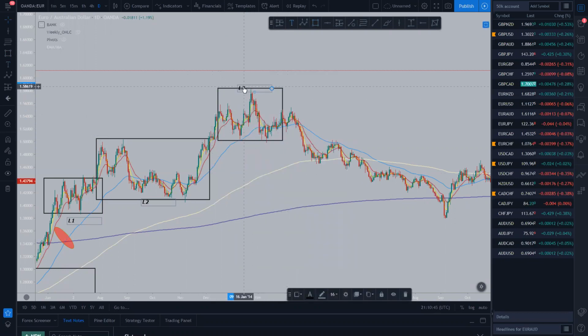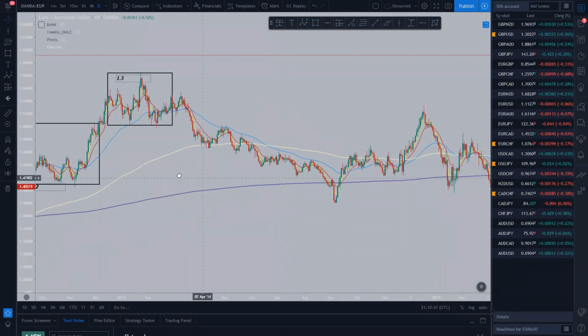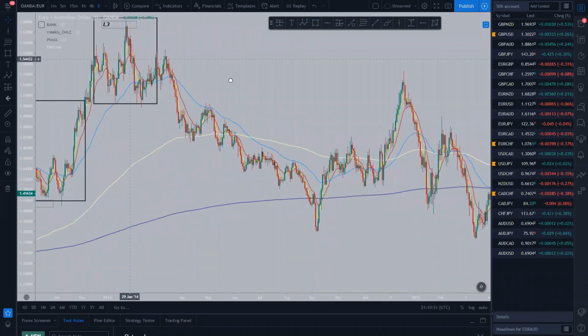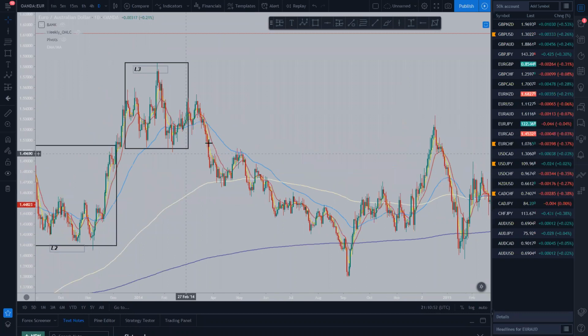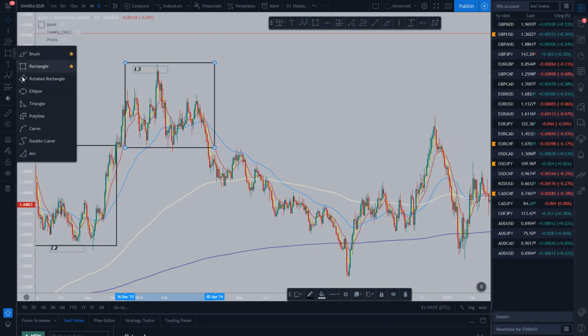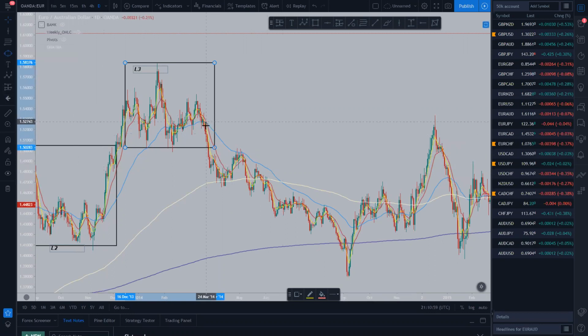What happens after level 3, guys? Either a reset or continuation into new levels, right? So coming out of level 3, price came down. We had a 13 and 50 crossover. So for me, I'm going to treat this as a level 1 move.